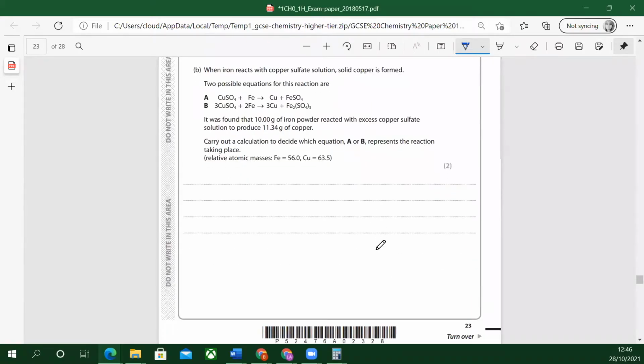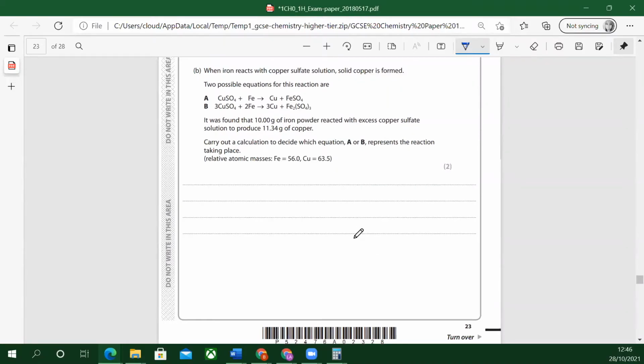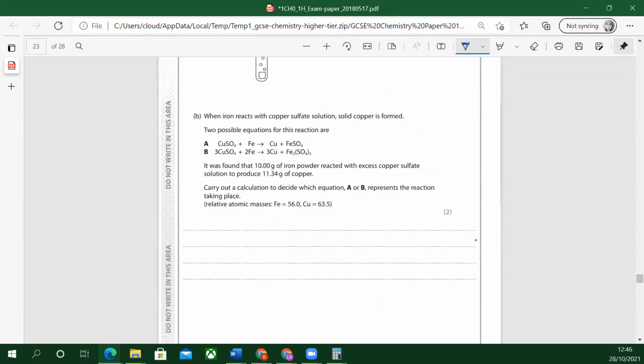So Fe equals 56, copper 63.5. Okay, so let's just try. We'll do a process of elimination, only 2. So we've got 10 grams of iron powder. So we've got iron. So let's have a look. The atomic mass of iron equals 56. Okay, so we've got moles of iron.